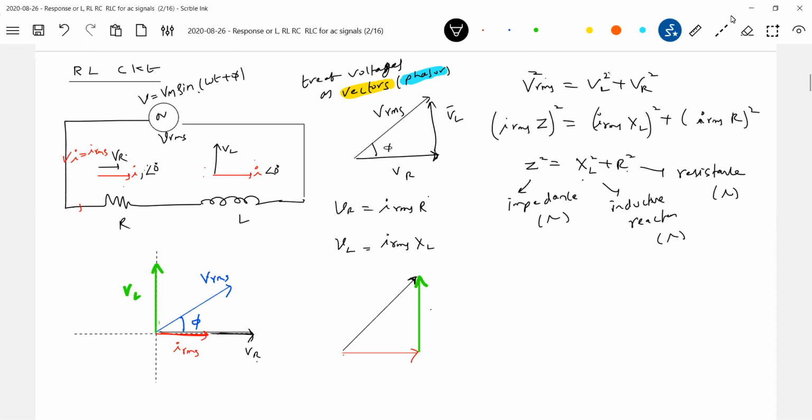Let's indicate the value. This should be XL, this should be R, and this should be the impedance. So Z square equals XL square plus R square. Now if I write this in vector form, XL is along pi by 2, no?